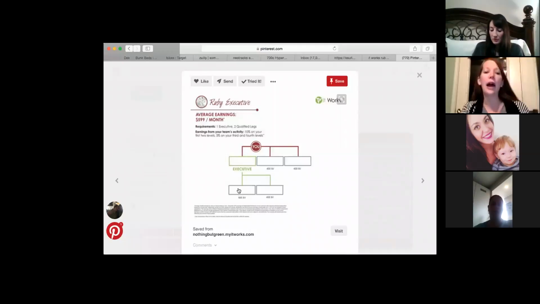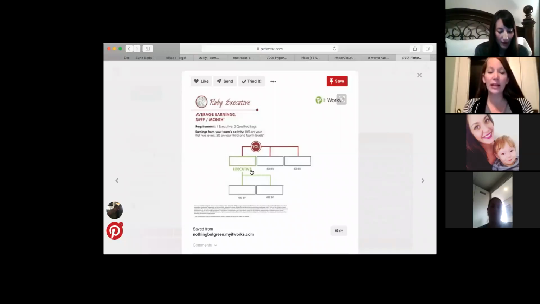We call these legs. So for executive, when you have 2 legs and each of those people has 400 in group volume under them, you would promote to executive. And that's again assuming that you are commission qualified. So you would need to have either run your auto ship or have 150 in personal sales. So that's the very first promotion in the company.